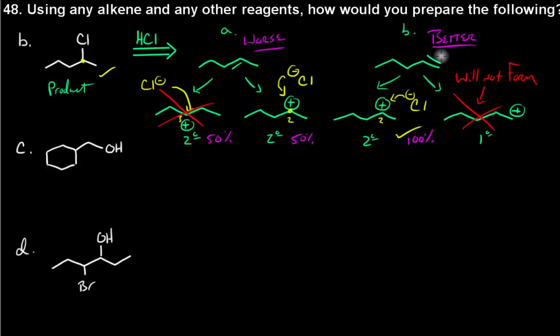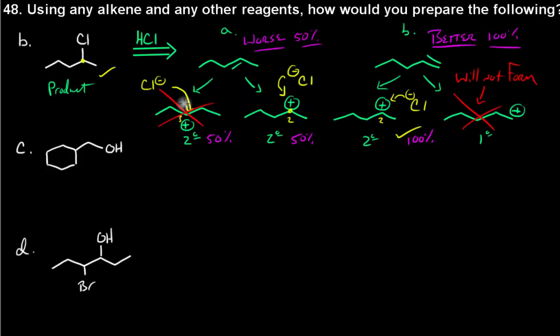Okay, so if you drew this alkene on an exam, you would be correct, but you would not be as correct as the person who used this alkene. So this person would get 100% credit, and you might only get 50% credit if you use this guy. Okay, so there's subtleties to this.